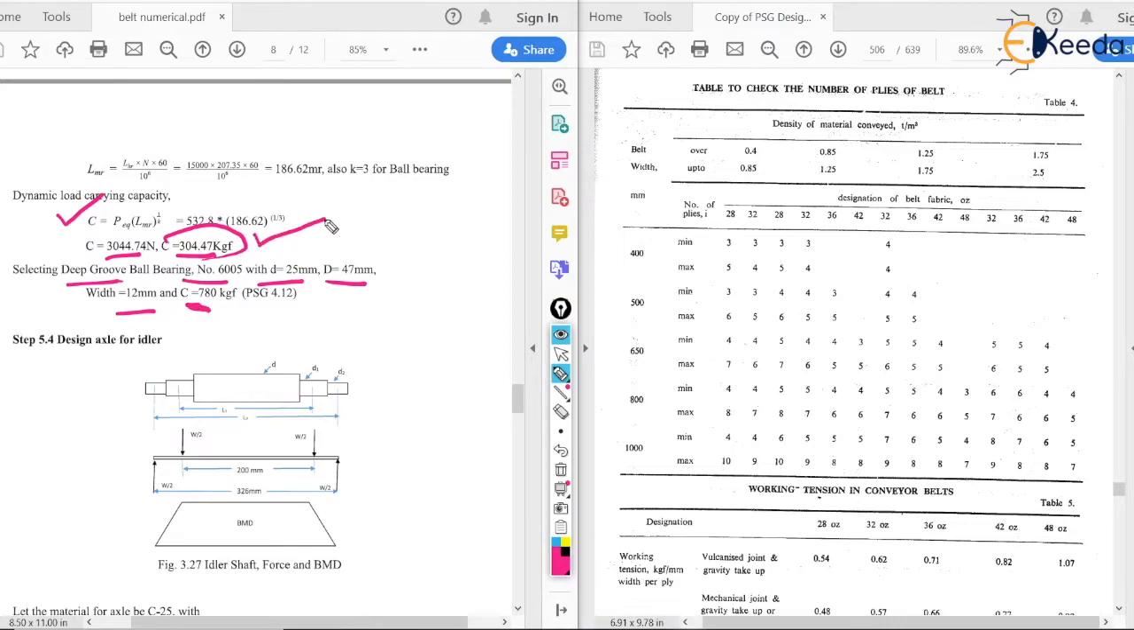So here the C value is 304.47 kgf, and 780 is safer for that. From PSG 4.12 you can select these values. So this was regarding the bearing part.